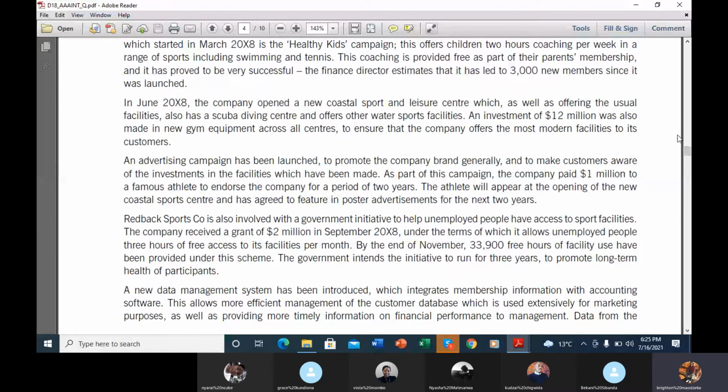Then you underline. So let us choose only 4 points that we're going to discuss together.